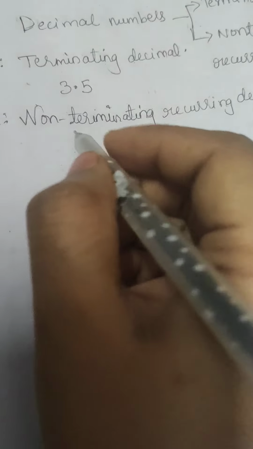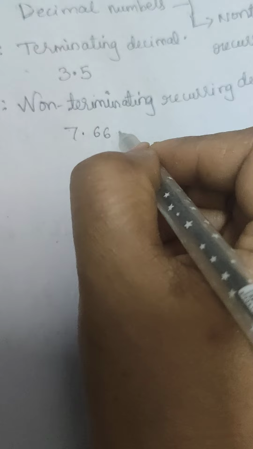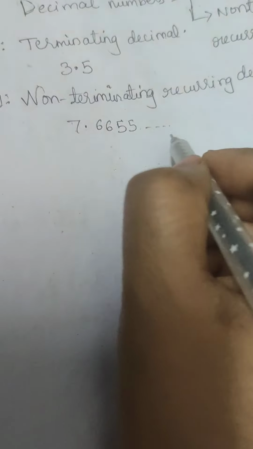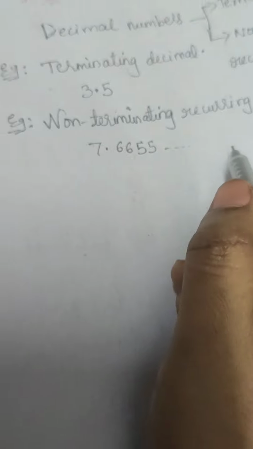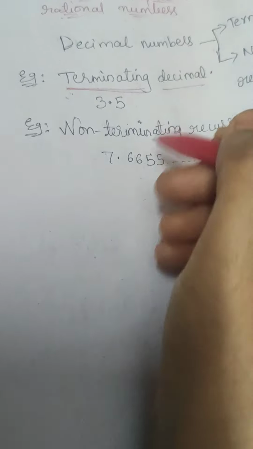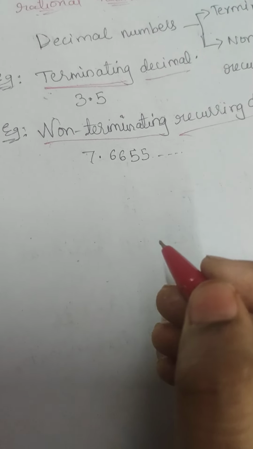This type of decimals don't have any end. For example 7.6655, like this. It goes on, it doesn't have any end. The point continues. Now, this is a terminating decimal and this is a non-terminating recurring decimal. First we will see how to convert the rational number to decimal by division method.